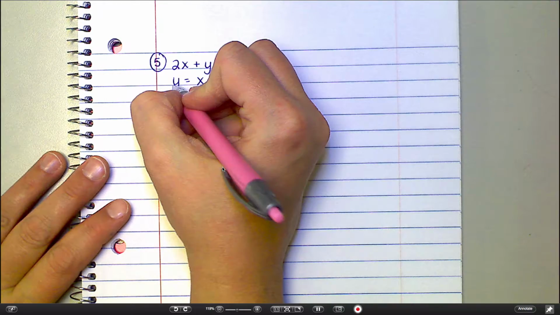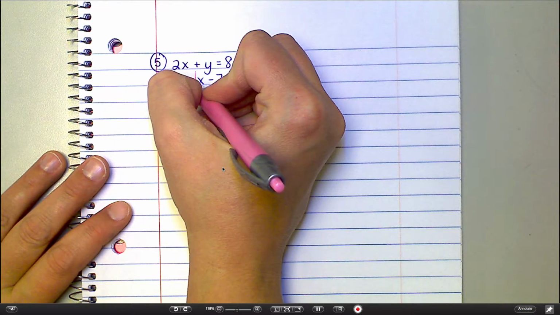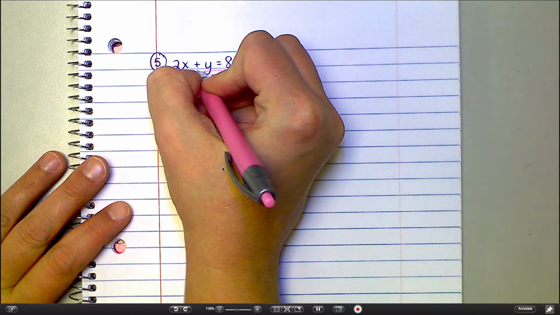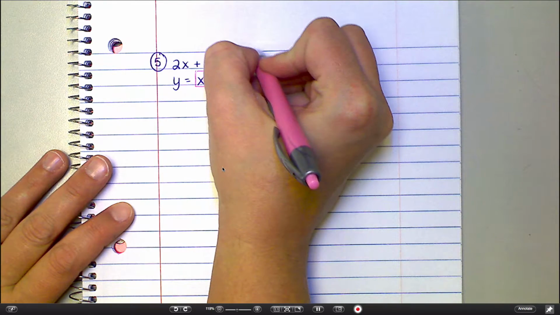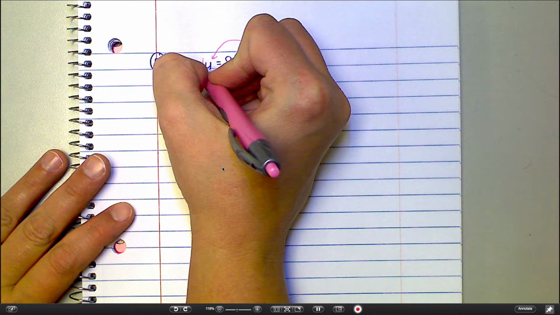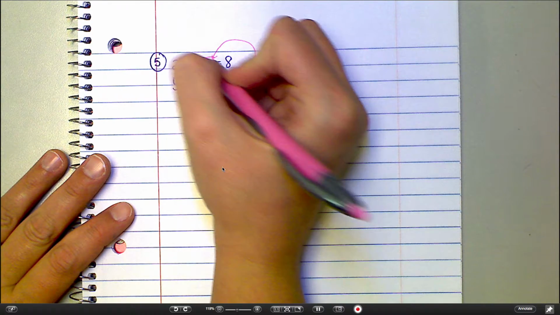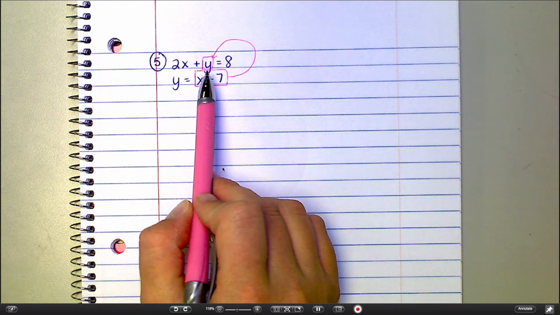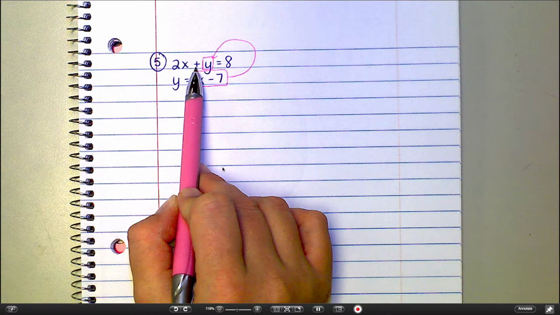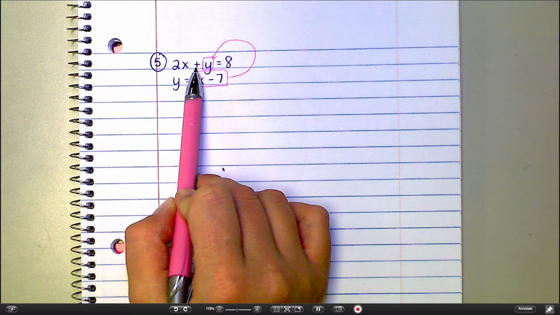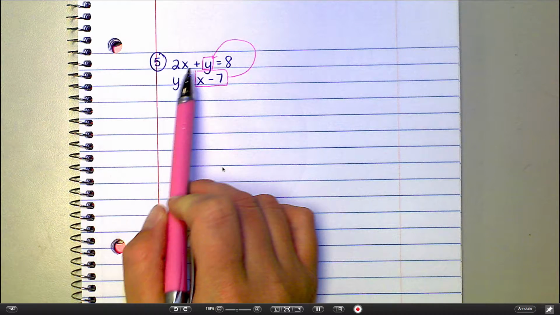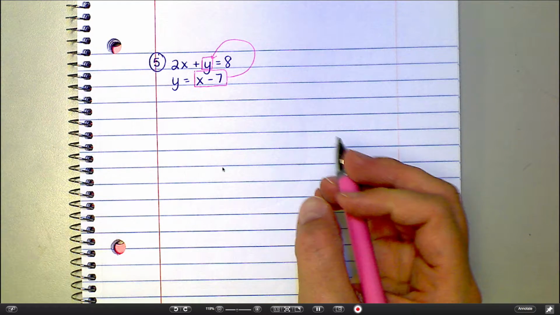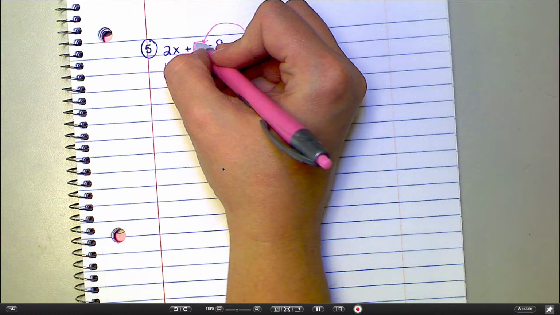That's all I need. So I'm going to take what y is equal to, this right here, and I'm going to put it in place of y in this top equation. And this, unlike number 4, if you've already looked at number 4, I don't have to worry about parentheses because this is just a plus out here, and adding something doesn't make you have to distribute anything. It's only if this were a minus that I have to worry about that.